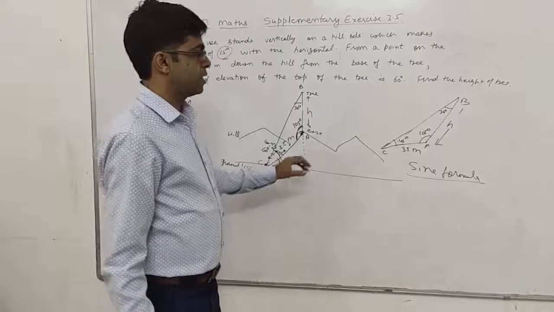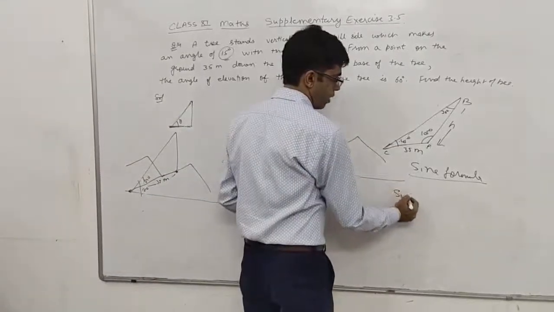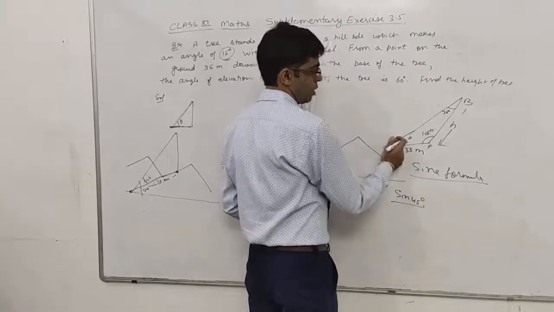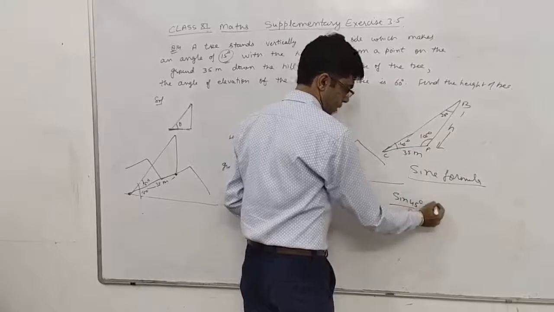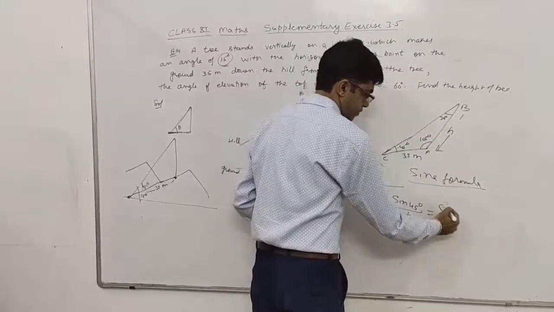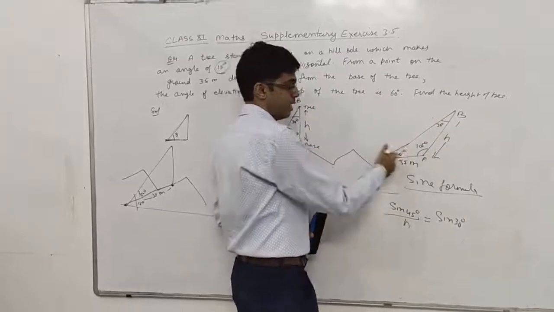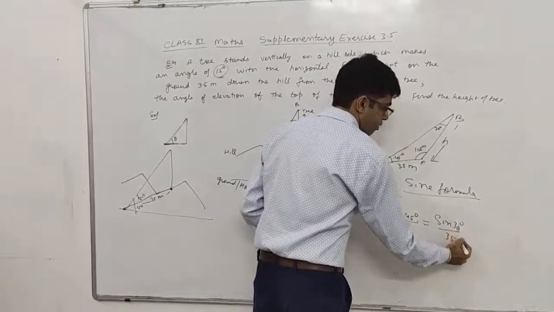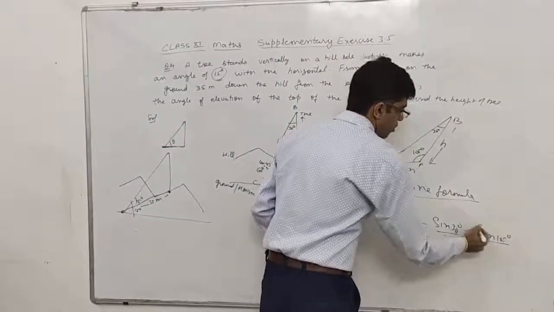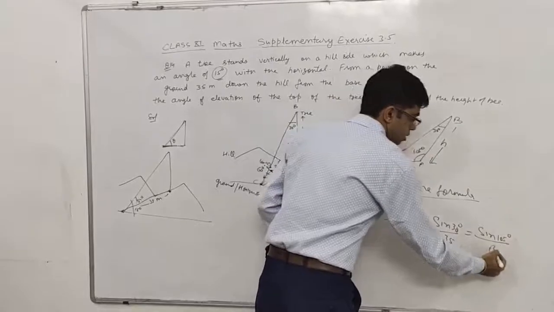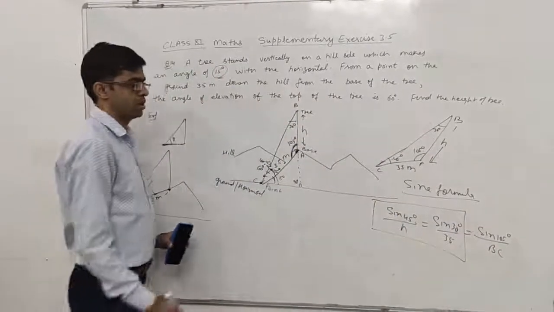So what is the sine rule? Sine rule says that sine 45 degree, corresponding to this angle, the opposite side is h. Sine 30 degree, corresponding to this angle, the side is 35 meter. Sine 105 degree corresponding to this is BC. So we will take these two and we will find out the h.